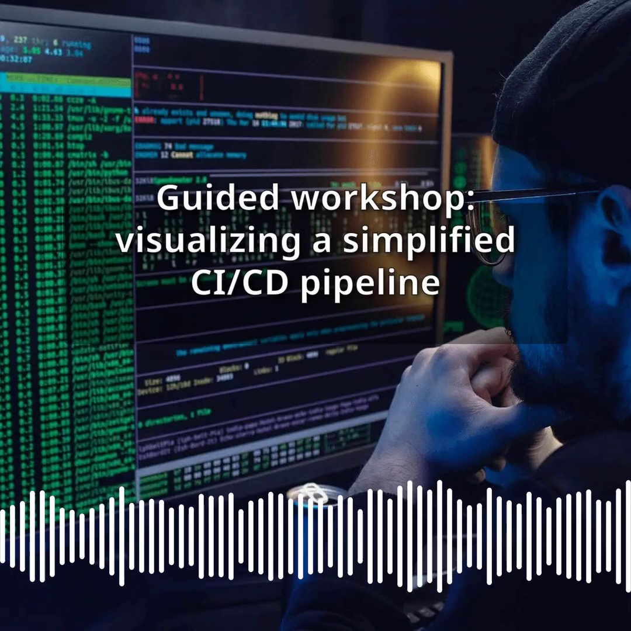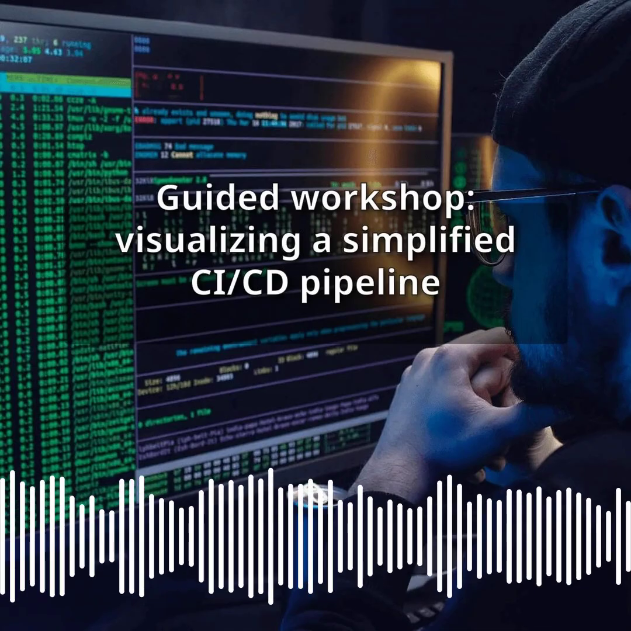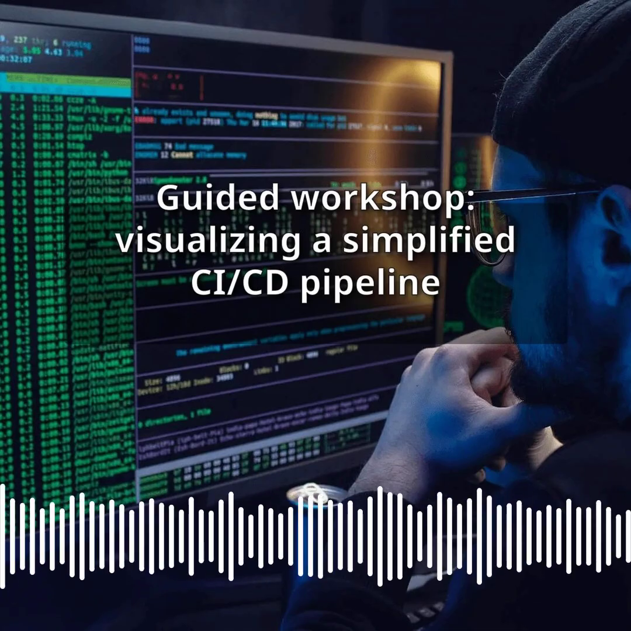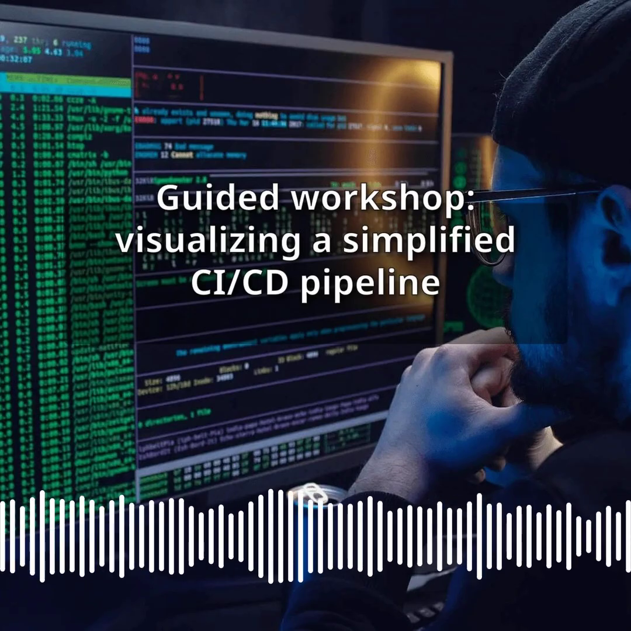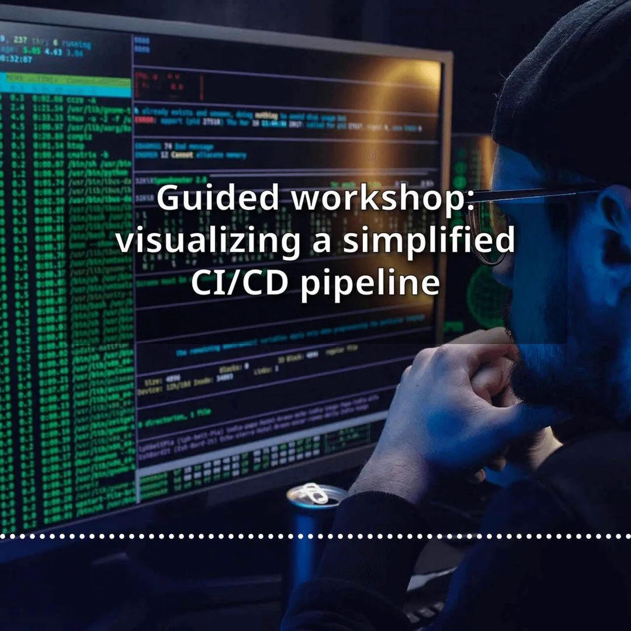Mini example. A developer commits a login feature, the pipeline builds the application, unit tests run, and a SAST tool scans the code for SQL injection vulnerabilities. If all passes, the artifact is packaged and staged for deployment.